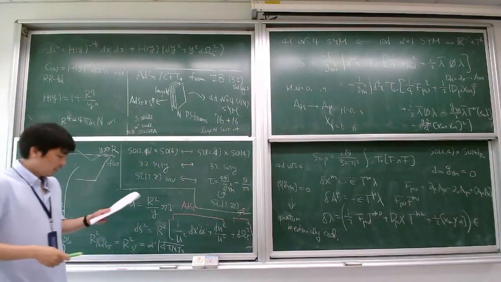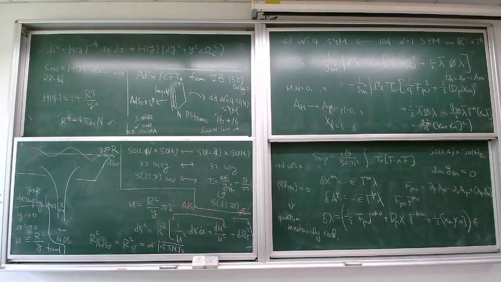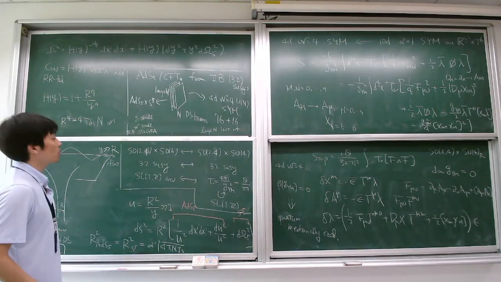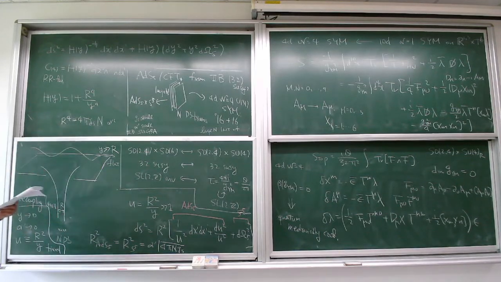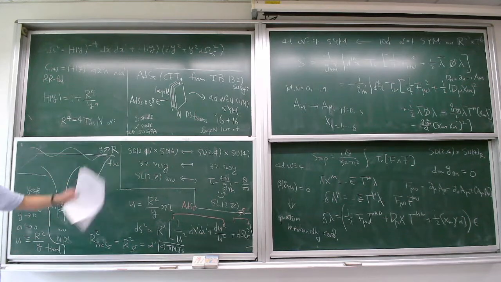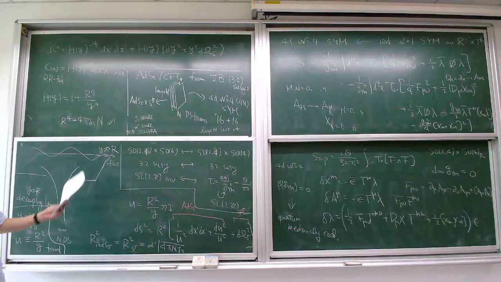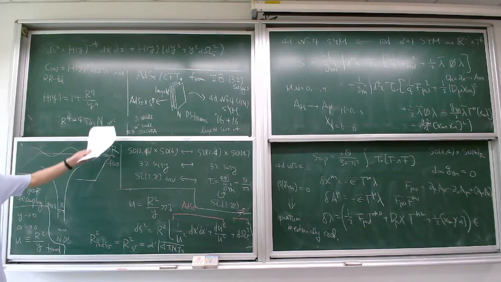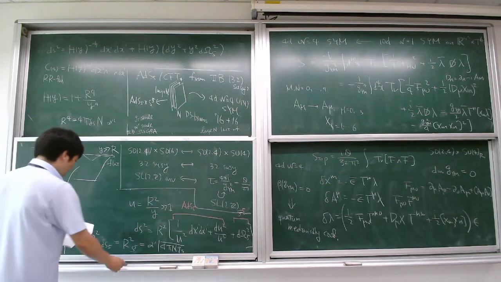4 super Yang-Mills. And so this is the motivation of the Maldacena conjecture: the relation between the large N limit of the N equal to 4 super Yang-Mills, and also gravity theory or supergravity, or more generally string theory, living on AdS5 cross S5.